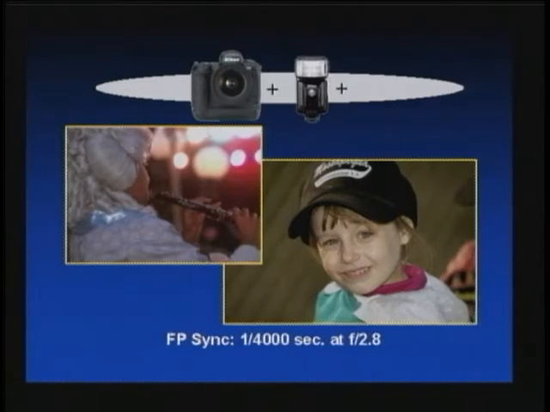So I went to the FP mode, I dialed up my shutter speed and dialed down my aperture until I got the two that I wanted and took the picture, and I got a beautiful balance between flash and ambient light at a very wide maximum aperture.